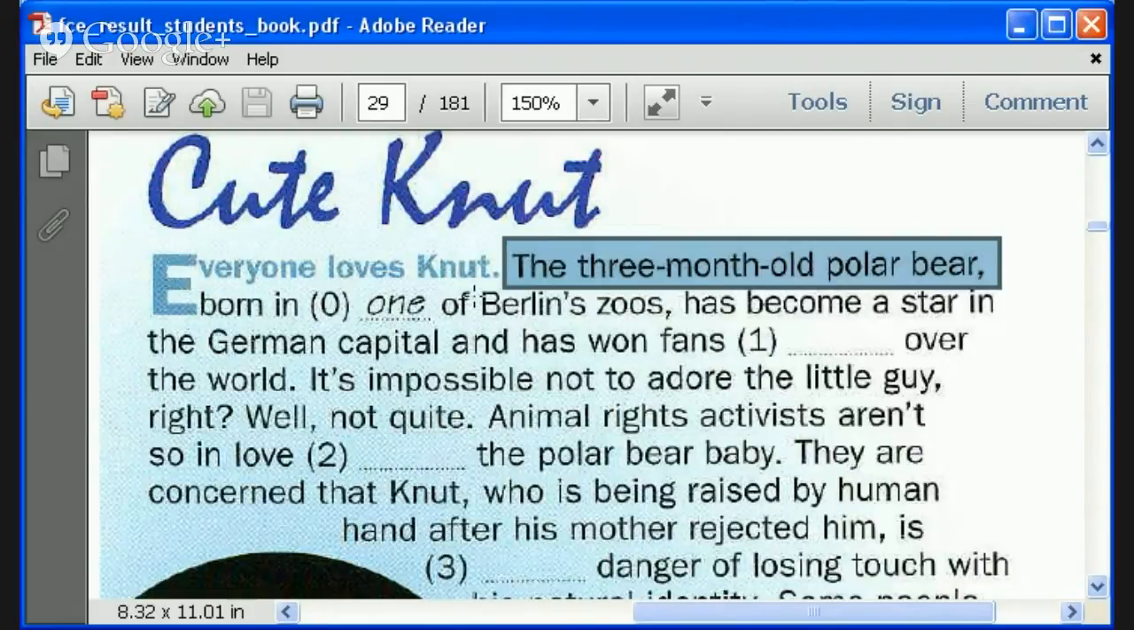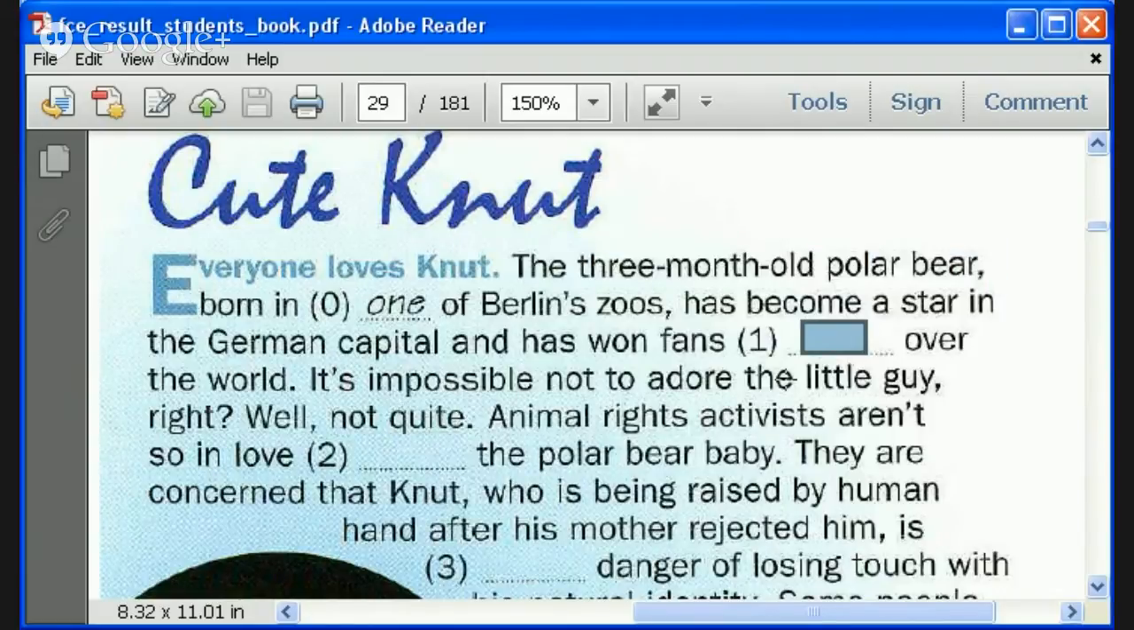The 3-month-old polar bear born in one of Berlin's zoos has become a star in the German capital and has won fans all over the world. Your guess is all? Well, all over the world. Again, a lot of times these are part of a co-located phrase, a normal phrase, all over the world. Great. You are correct.